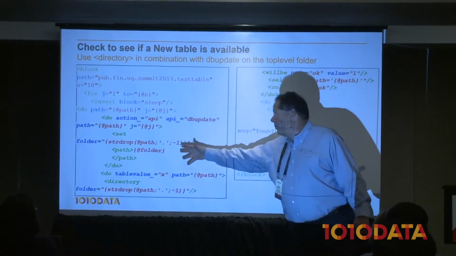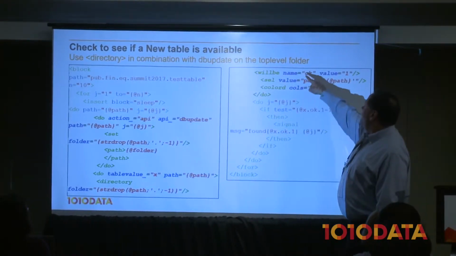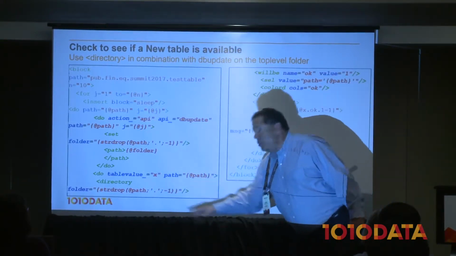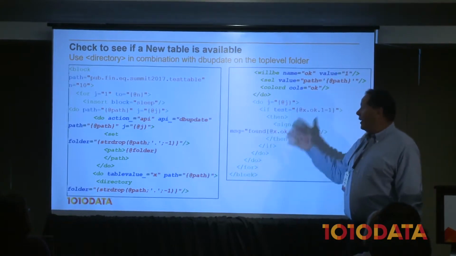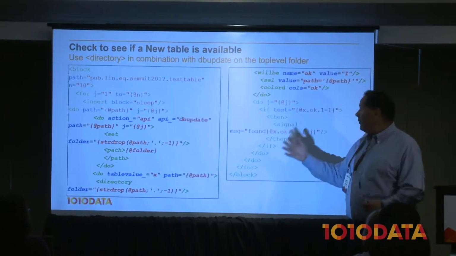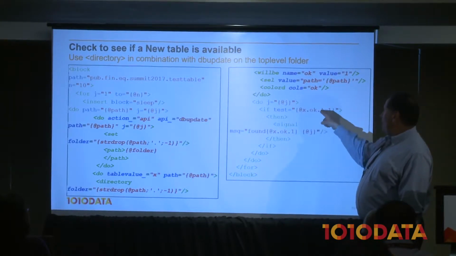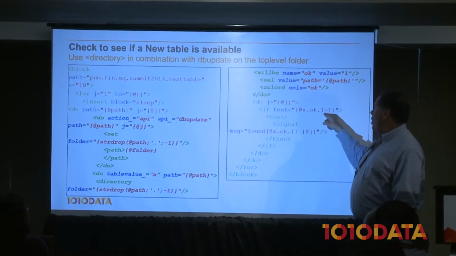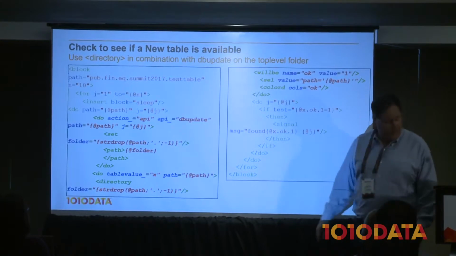We're doing a dbupdate on that folder. And then we're querying to see if that path exists from the results of this directory. Directory is a command that gives you all of the information for a given folder. It'll give you subfolders and it'll give you tables. So when you have that information in hand, you can check your return parameter here, this OK. And if this OK is 1, then you know the table is there, and you're good to run your queries.